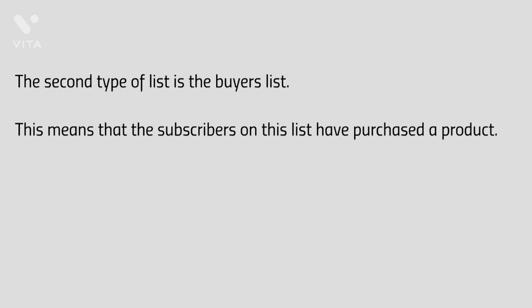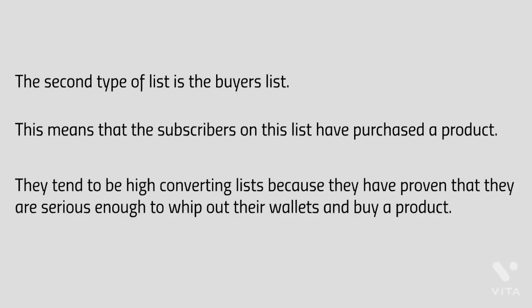This means that the subscribers on the list have actually purchased a product. So say, for example, somebody lands on your sales page. You're selling them something like a $7 or $17 item or whatever price point it is. They buy it and are added to your list. So that is basically a buyer's list. Now, these types of lists tend to be very high converting because they have proven that they are serious enough to whip out their wallets or their credit cards and buy a product.